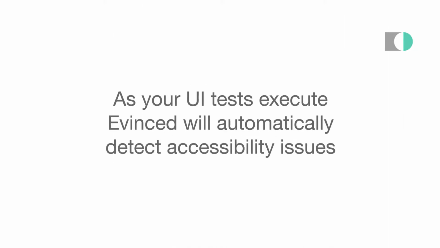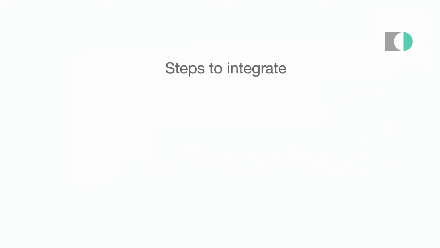As our UI tests execute, Events will run in the background and automatically detect accessibility issues. You will be able to see that Events is very simple to use. All you need to do is follow these 4 steps.